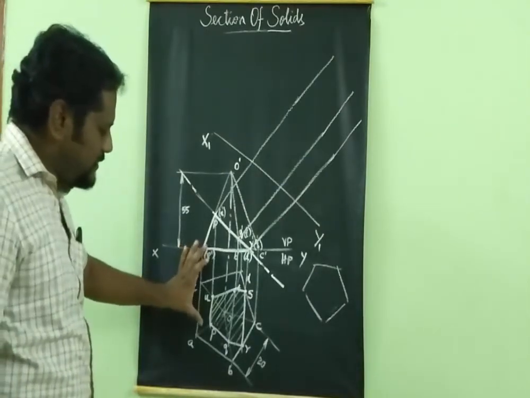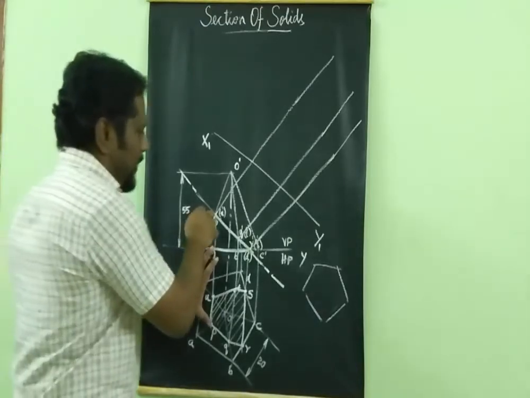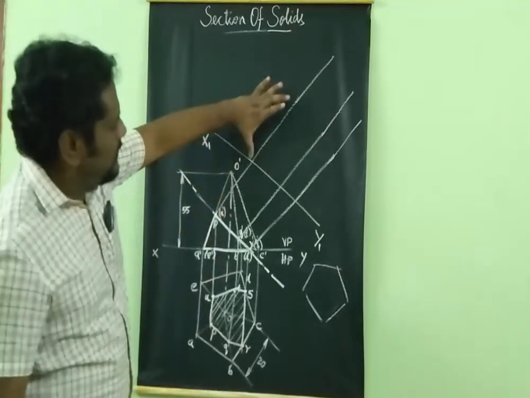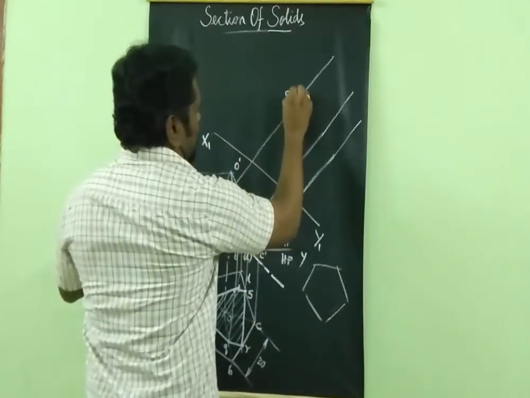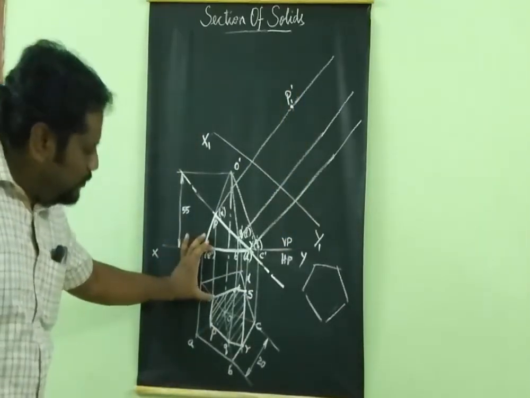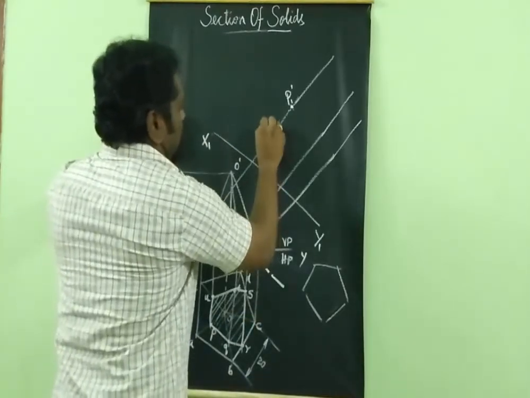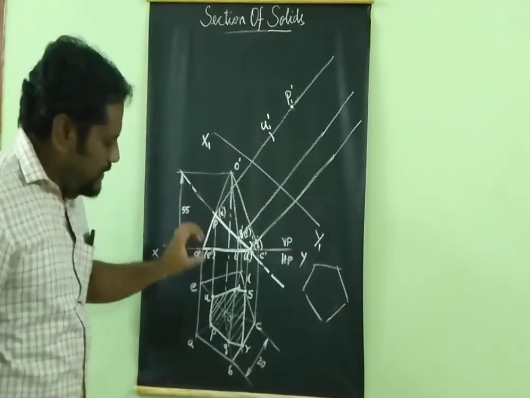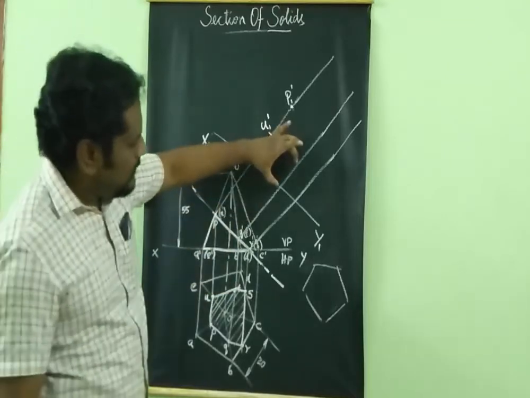So now measure the distance of point P from the xy line. This is your point P line. So this distance has to be transferred to here to mark the point P. So this is your P1 dash. Now measure the point U. So this distance will come here. So this is your point U1 dash. Right? So similarly, measure the point T from the xy line, and it will come here.